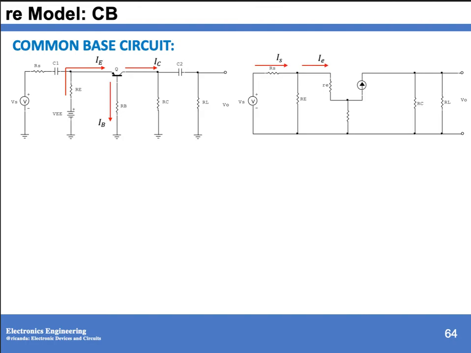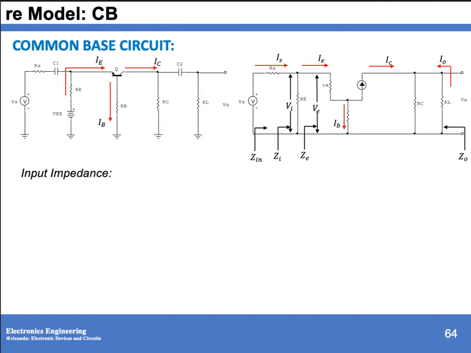So we have your IC, that is from your transistor going out to your VO. Then we have your voltage at the emitter, where we can get your impedance at the emitter, voltage Vi for your impedance Zi, and impedance Zin. Then we have your output impedance. So first, we have to solve for your input impedance.